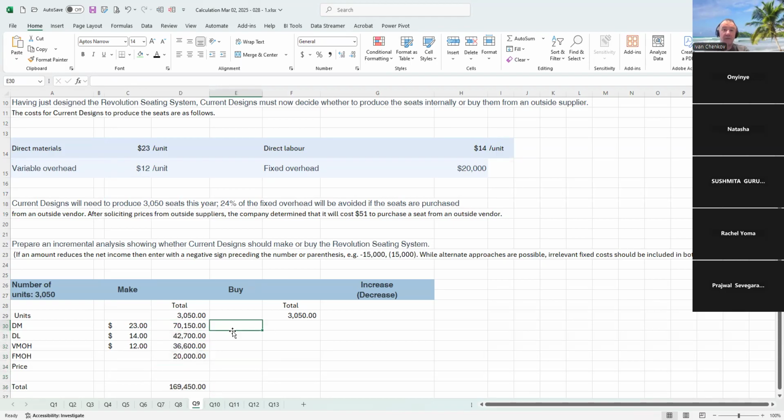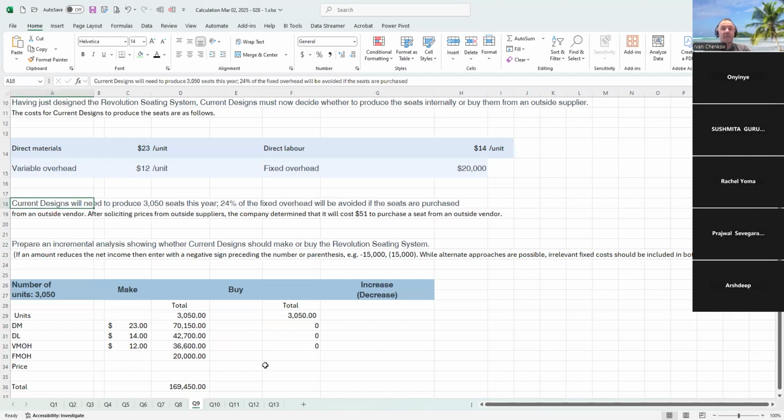If I have to buy it, then my cost for direct material will be 0. My cost for direct labor will be 0. My cost for variable overhead will be 0. Now, currently we're making it, so 24% of the overhead will be avoided. If I can eliminate 24% of the overhead, how much overhead is going to stay with me?